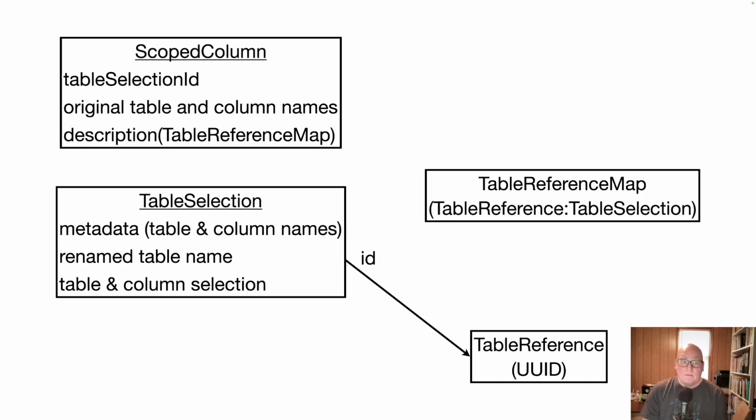So the table reference map is the thing that tracks the table selections as they change, so it knows the renamed name. And it's just a map from table reference to table selection. So computing the description requires it to look up in the table reference map, get the table selection it gives you, and then use the renamed name to give the name of the join.